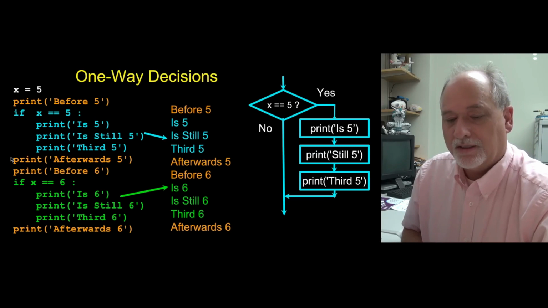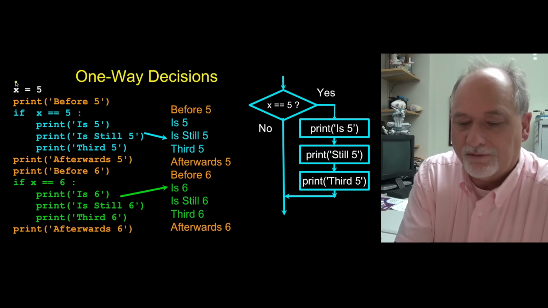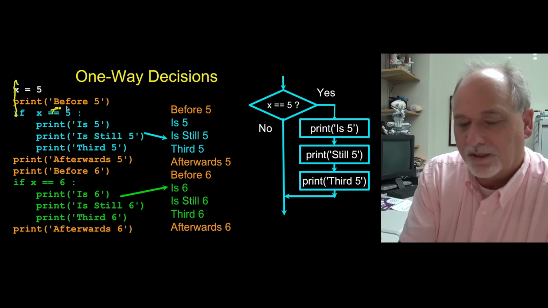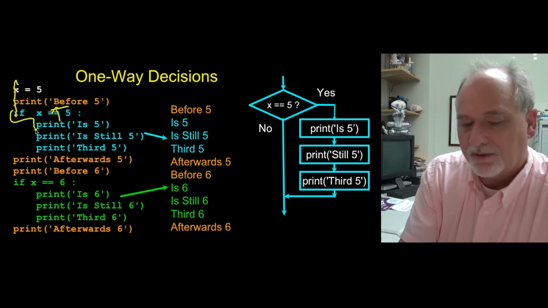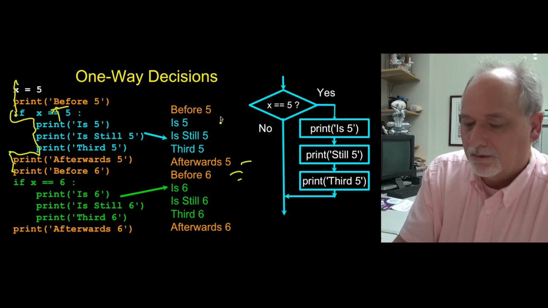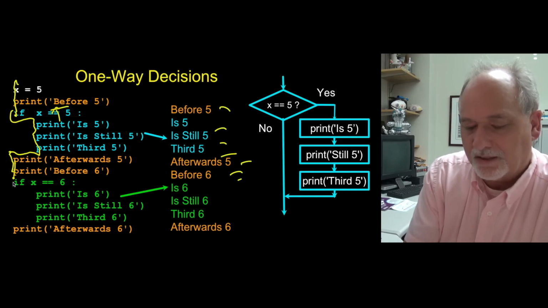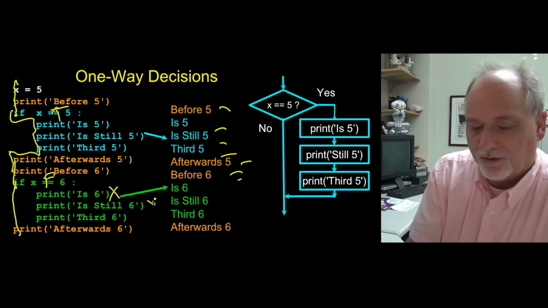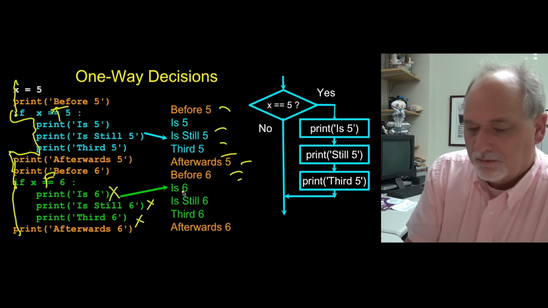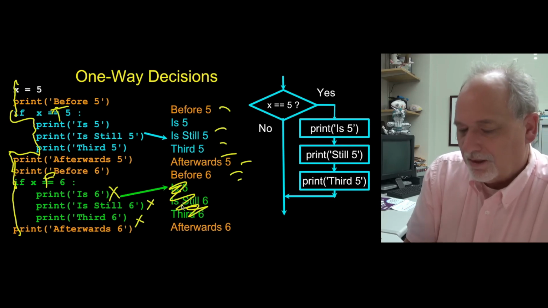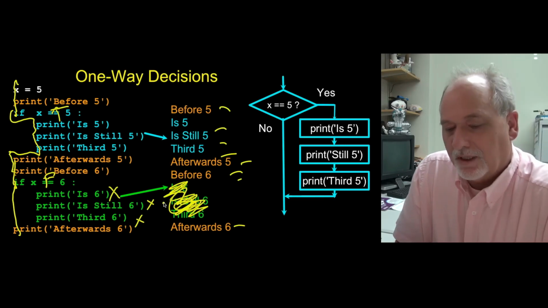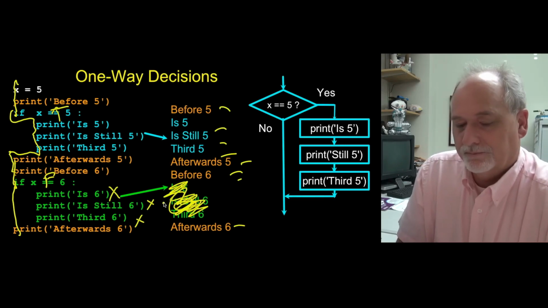So the way this is going to execute, x is 5, we print before 5, is x equal 5, that's the question mark, and that's true. So it's going to run all these, and then come back, and then continue on in the de-indent, so all this stuff is running, right? And then it says x equals 6, well that was false, so that skips all of them. So none of these lines of code run, and it says afterwards 6. Those don't run right there, okay, because x is not equal 6.